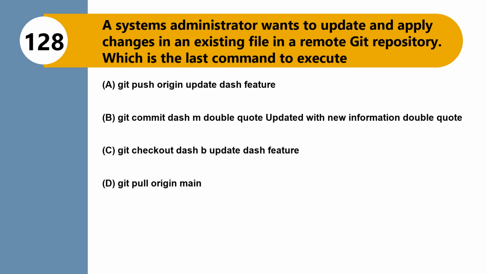Question 128. A systems administrator wants to update and apply changes in an existing file in a remote Git repository. Which is the last command to execute? Option A, git push origin update-feature. Option B, git commit -m "updated with new information". Option C, git checkout -b update-feature. Option D, git pull origin main. The correct answer is option D, git pull origin main.